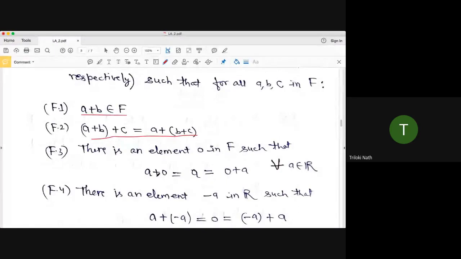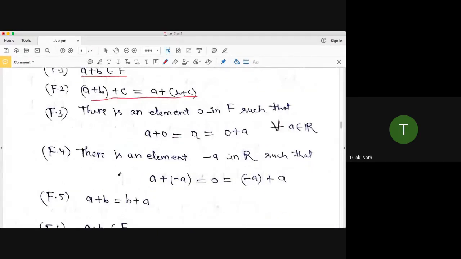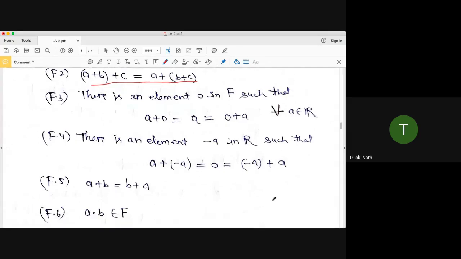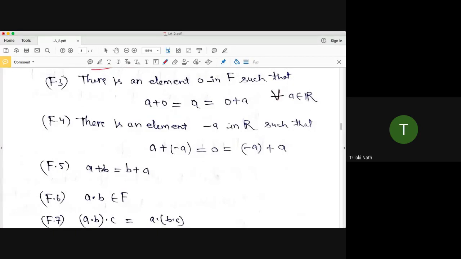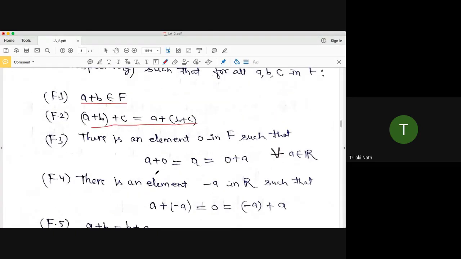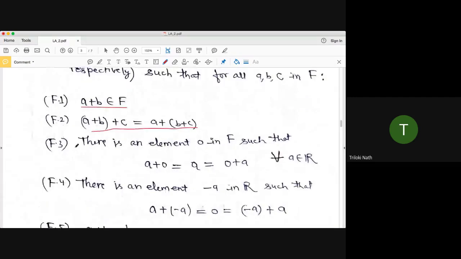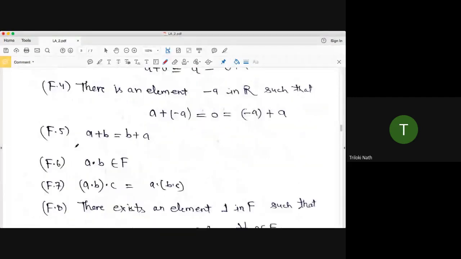The third one is called existence of identity. There is an element 0 in F such that A plus 0 is equal to 0 plus A, which is A, for every A in F. The fourth one is called existence of inverse with respect to the operation of plus, that is addition. For every A in F, there is an element minus A in F such that A plus minus A is equal to 0, which is equal to minus A plus A. And the fifth is A plus B is B plus A. So from F1 to F5, these are the properties of an abelian group. That is, F with plus is an abelian group.